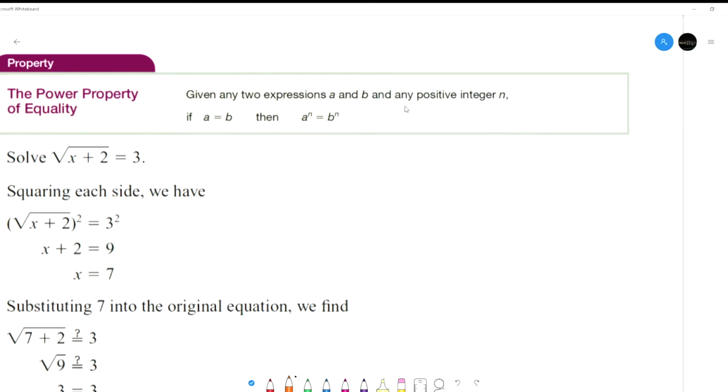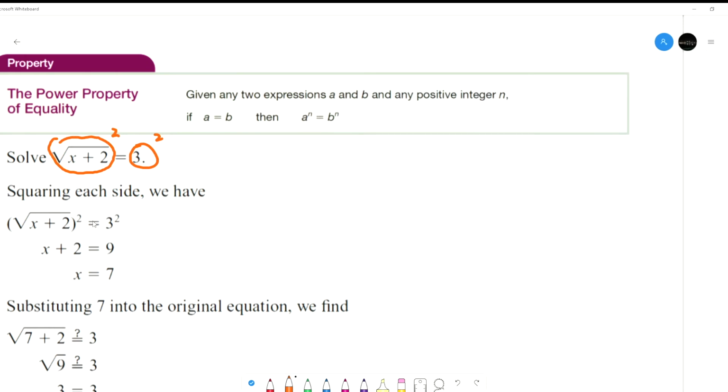You just have to remember A is the entire side. So for example, on the left-hand side, let's say I had the square root of x plus 2 is equal to 3. This entire left-hand side would need to be squared, and this entire right-hand side needs to be squared. You can't square individual terms. So let's be very clear on that.